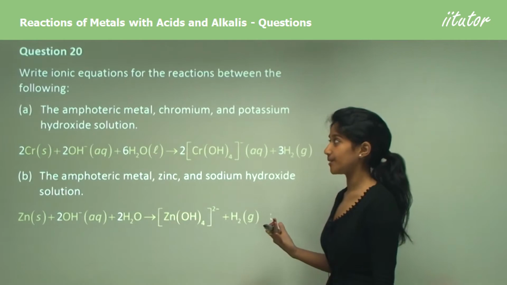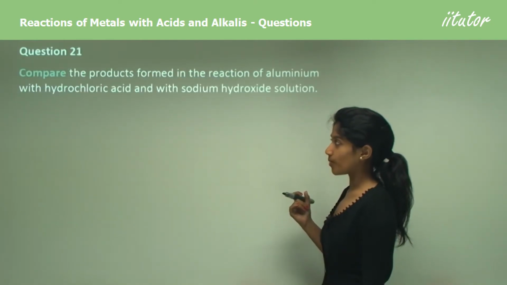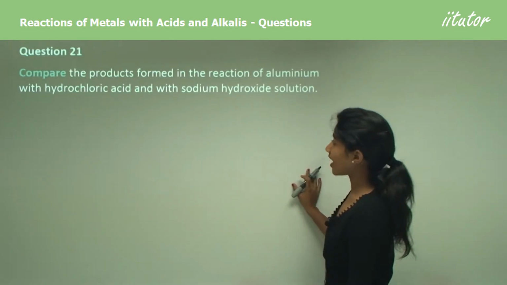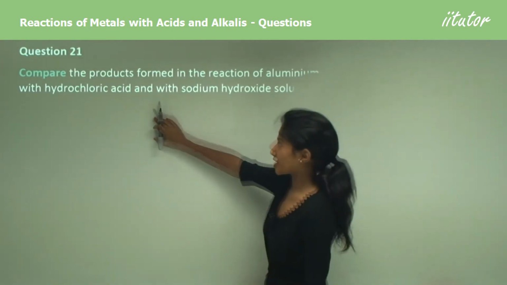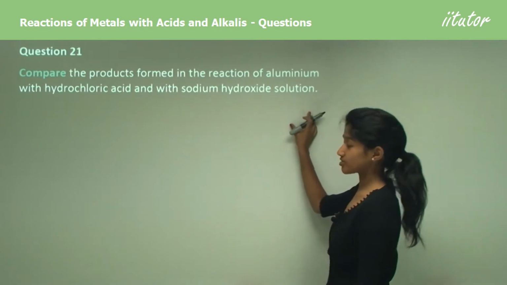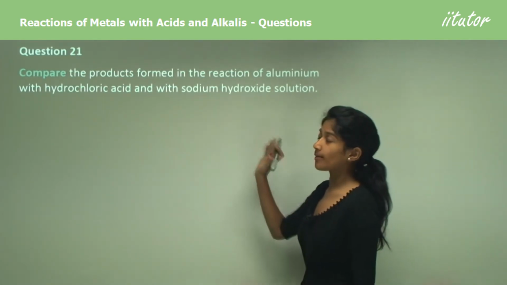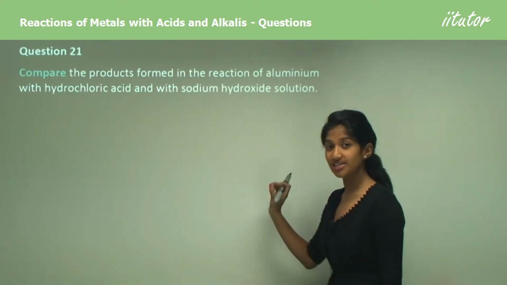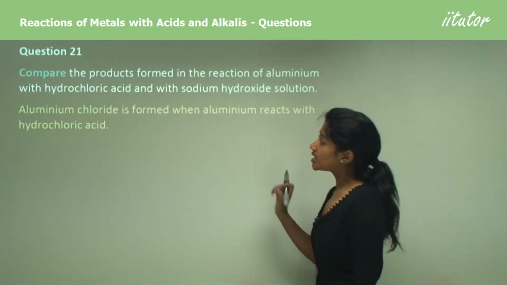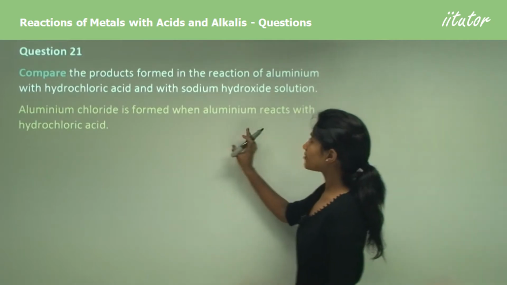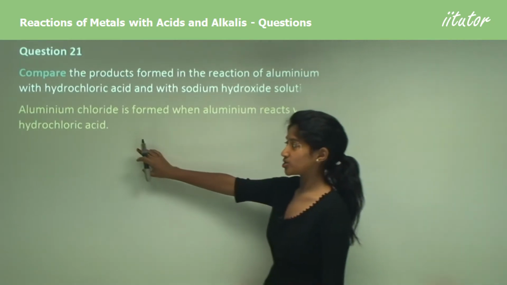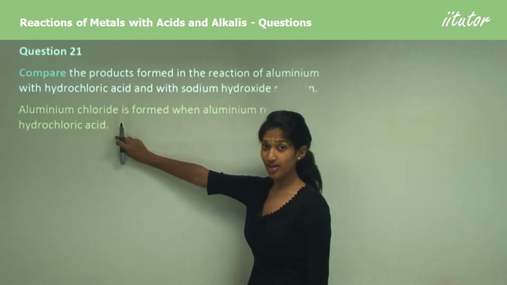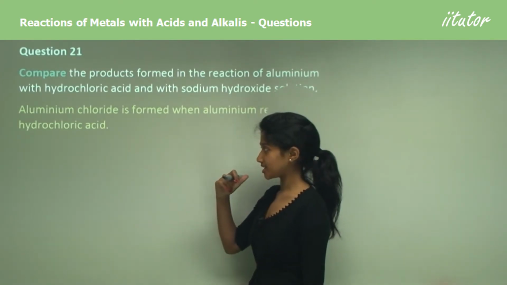That way it's easier. Moving to question 21, it says, compare the products formed in the reaction of aluminium with hydrochloric acid and with a sodium hydroxide solution. So you'd have to compare. Sometimes you may do this in a table, but also you can write it as a paragraph. Aluminium chloride is formed when aluminium reacts with hydrochloric acid.